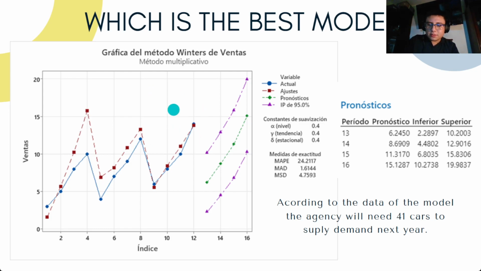So the best method is the Winters multiplicative method with a constant of 0.4, and the model predicts 41 cars. With this forecast, you can see here the forecast.